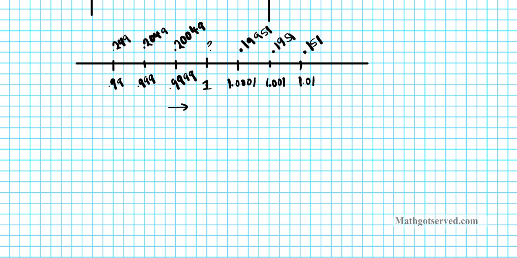So when you get arbitrarily close to 1 from both directions, your average velocity is getting closer and closer to 0.2. So you can estimate that the instantaneous velocity is approximately 0.2 meters per second. Because that's what these two values are approaching as you get closer and closer to 1 from both sides. All right? So there you have it.